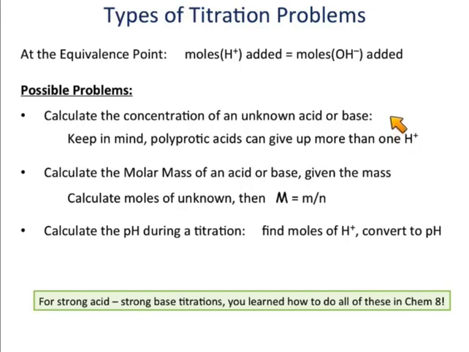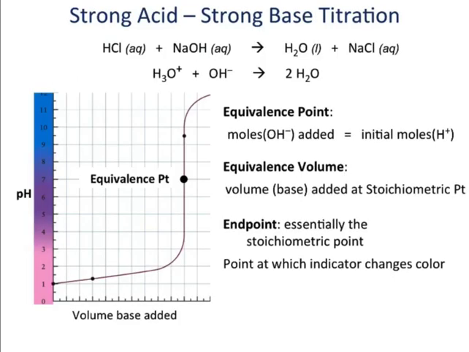But anyway, so we can find the concentration. We can find the molar mass. And then you can also find the pH as you go. Now, the box down at the bottom is important because it tells you that you've done all this before. We've just never gone about putting it all together. And so now we're going to put all these pieces together and figure out how to do a titration.